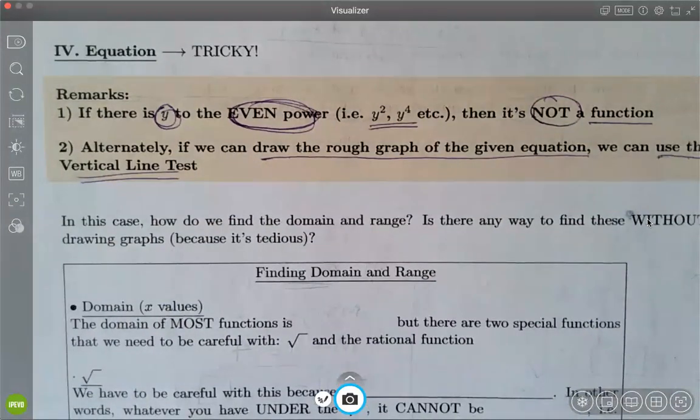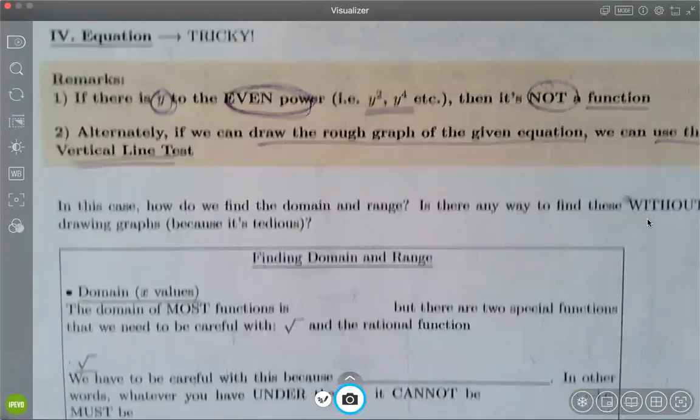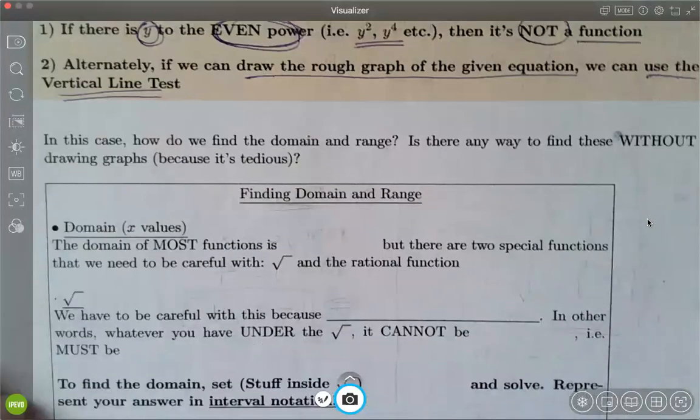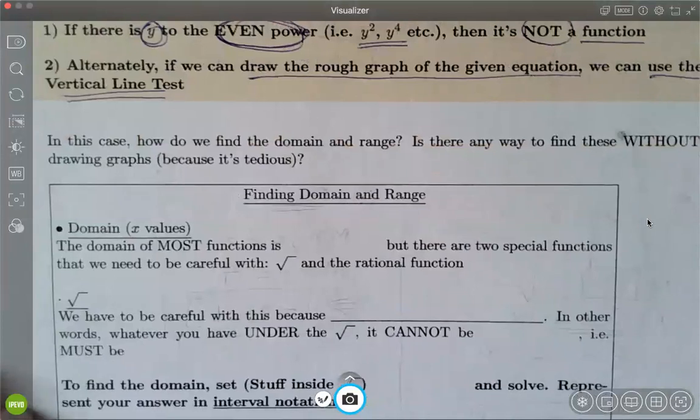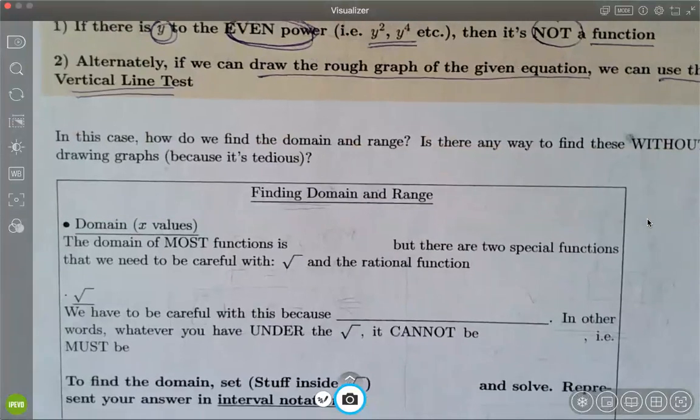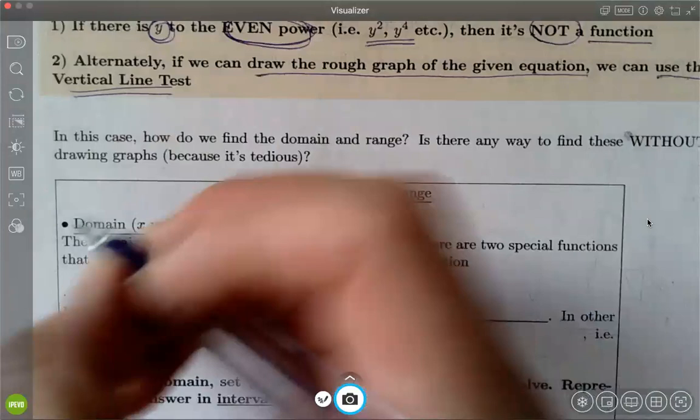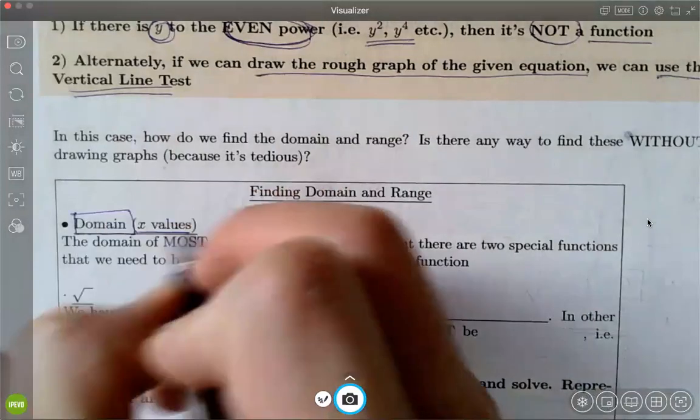Now, how do we find the domain and the range? If we have a graph, we can look at the minimum x and minimum y and maximum x and maximum y. But what about the equation case? How do we find the domain and the range algebraically? Let's start with the domain, which is the x values once again.